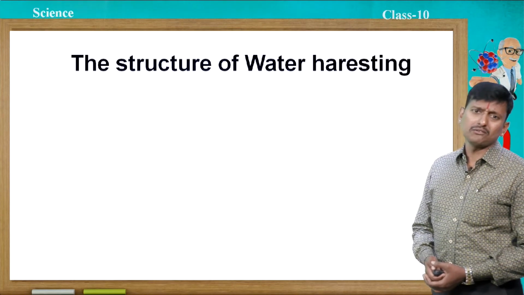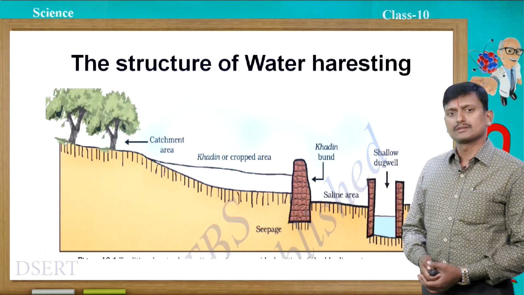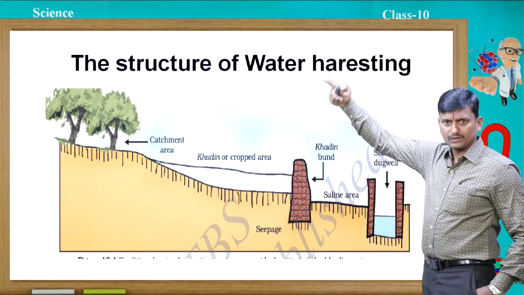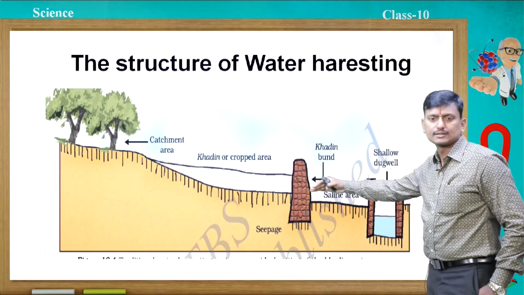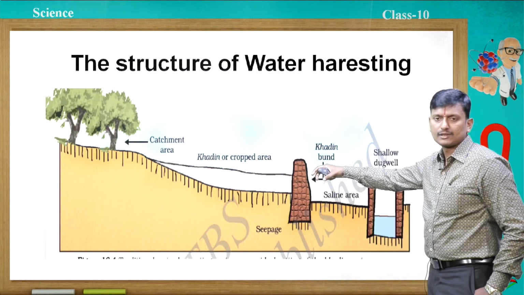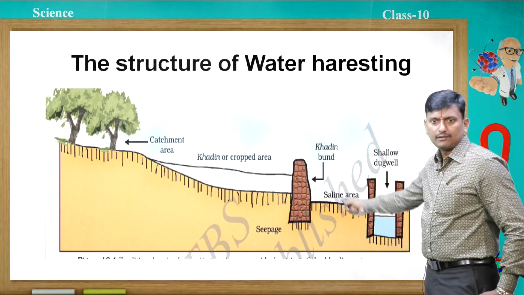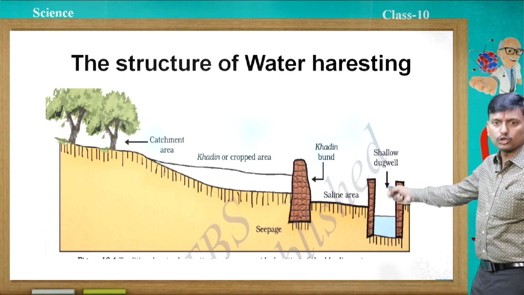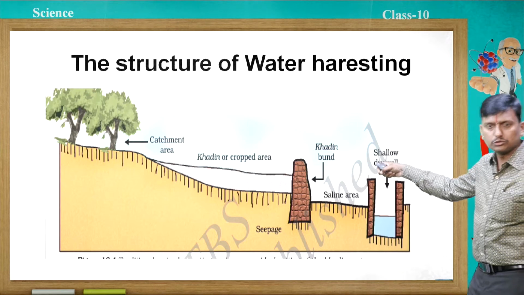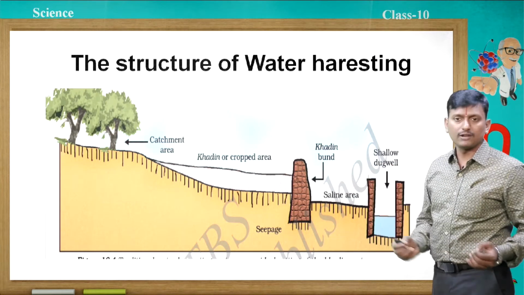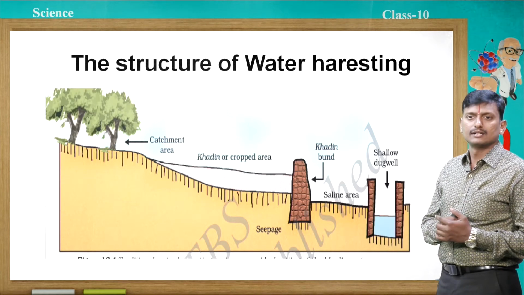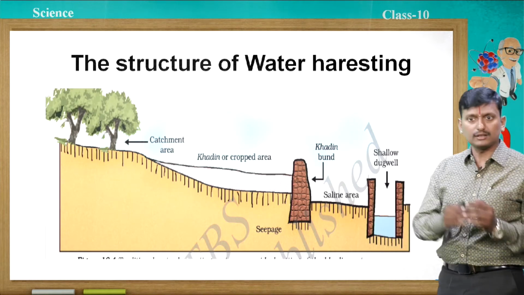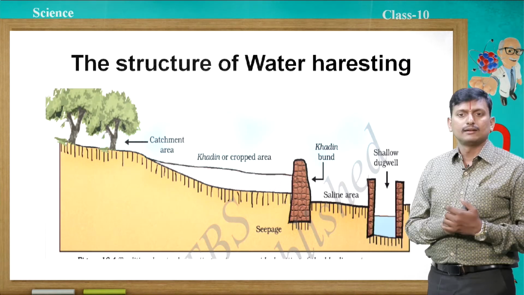Let us see the structure of water harvesting. See here, the picture shows the upper area where the water falls to the lower areas and is collected somewhere, and they also dig a well here. So water is going to collect there. Through this, the groundwater level keeps increasing. Keep in mind, water harvesting is not done just for collecting water; it is for improving the water in the ground.